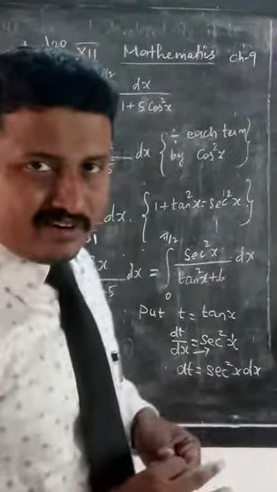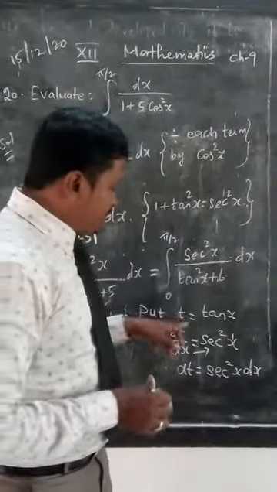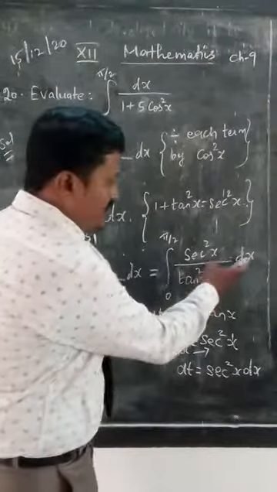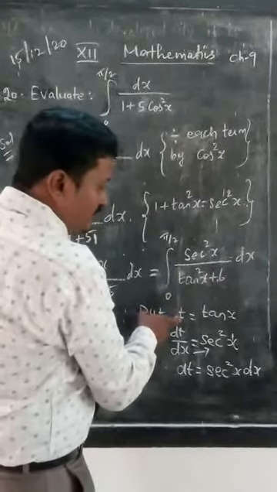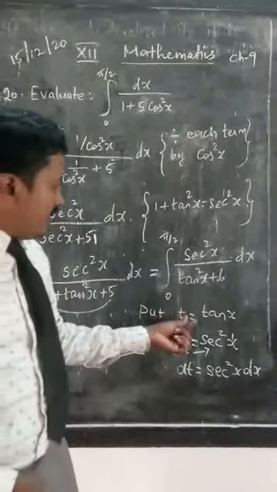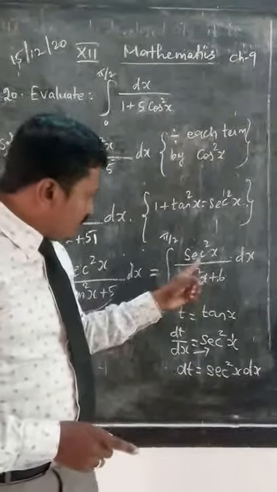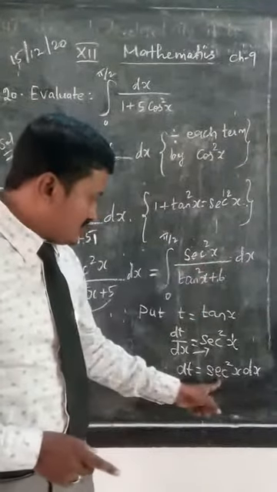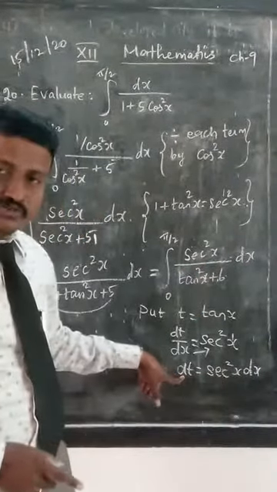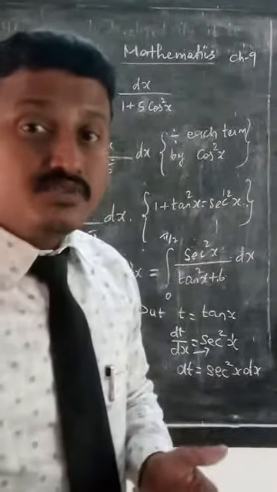Now what I am doing here is, I am trying to convert all the x variable in terms of t. That is why I am putting the substitution t is equal to tan x, so that secant square x dx will be converted to dt. So what we are doing, we are converting everything in terms of t.